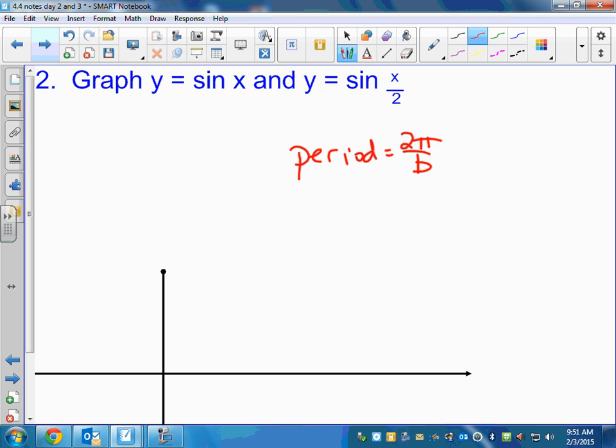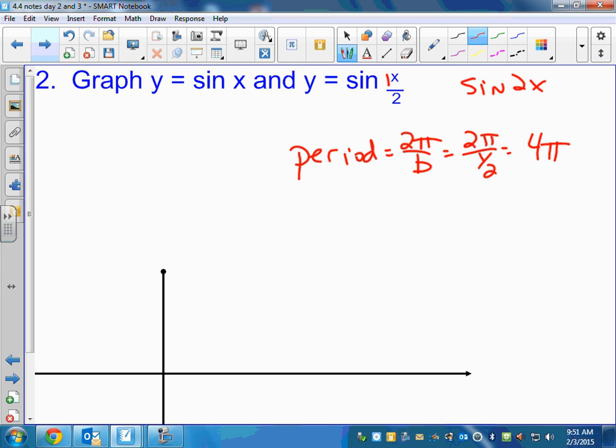B's really 1/2, right? If b was 2, that would say sine of 2x. Yes? So it's a little tricky there. That's really like a 1/2 in front of it. So this is really 2 pi over 1/2. And what is 2 pi over 1/2? Multiply the 2 up. That means the period is 4 pi.